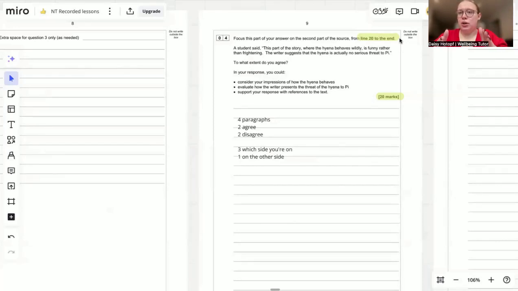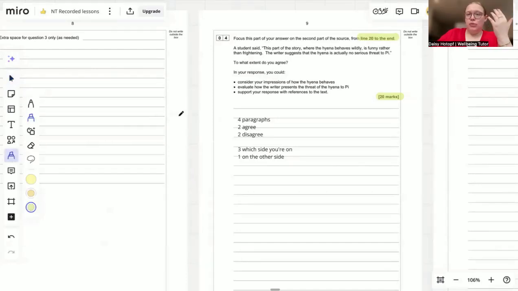Again, you don't want to repeat though. You want to make sure you don't repeat from the last question. So you want to use these quotes in a different way. And then I might say, but also I agree because, I don't know, a quote that's funny, for example.